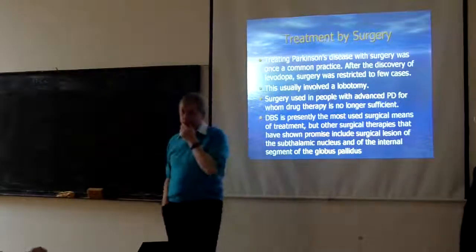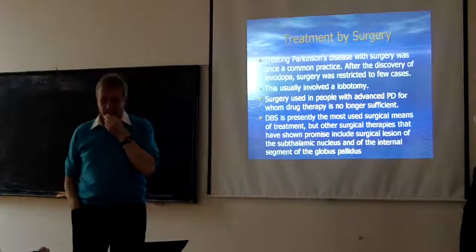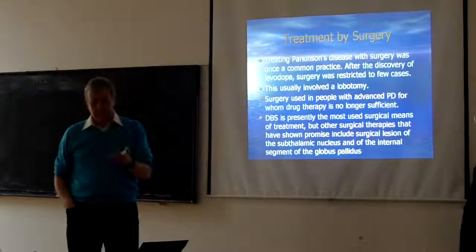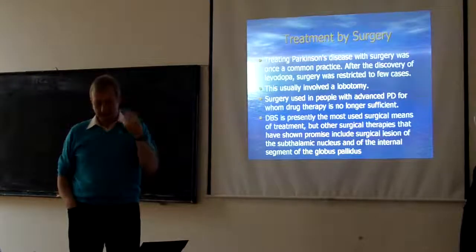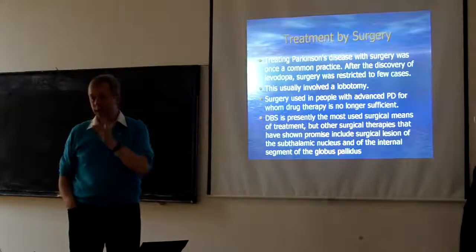Can I have a question? Yeah. What part of the brain do they affect with the lobotomy when they cut it? As we will see, the main areas of the brain where the stimulation is applied is right in the middle, the thalamus or the subthalamic nucleus.